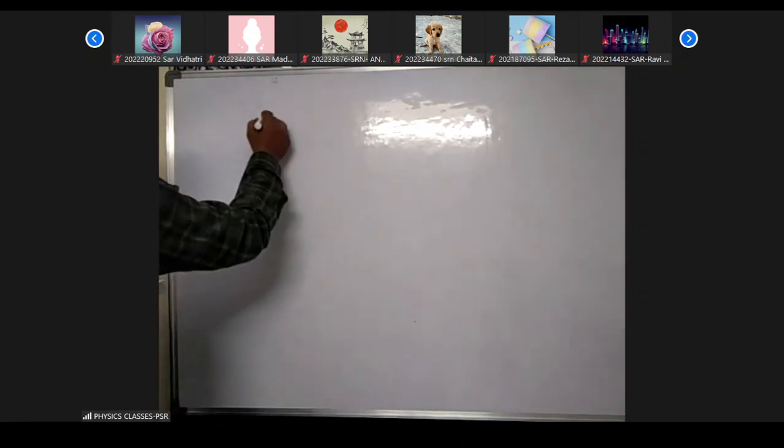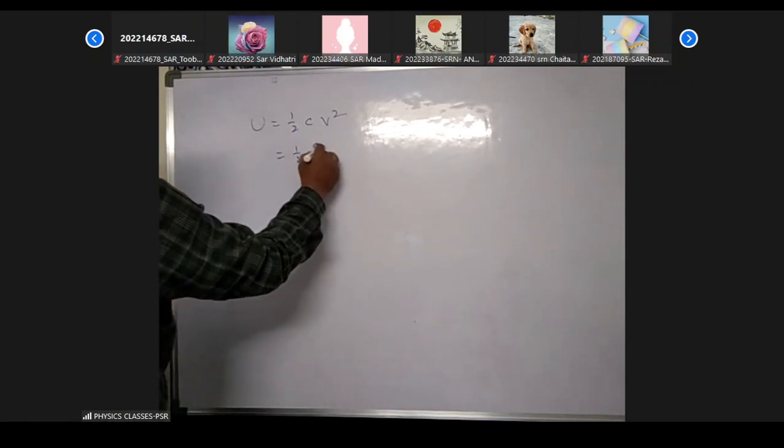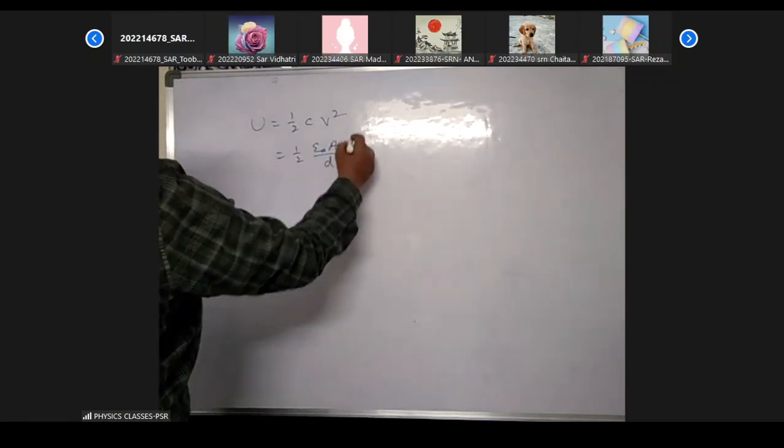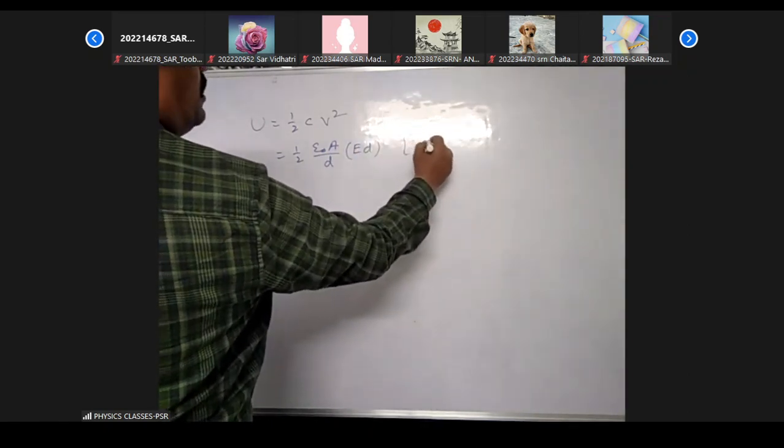Just a minute. One 125. A parallel plate condenser has a uniform electric field in the space between the plates. If the distance between the plates is d and area is A, the energy stored in the capacitor U is equal to half CV square, no? C is equal to epsilon naught A by d. V is equal to E into d, whole square, since E is equal to V by d.